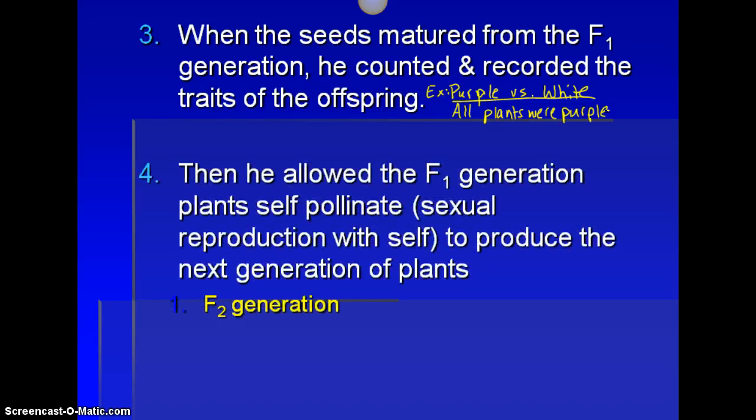Step 4, he then allowed the F1 generation to self-pollinate. F1 generation self-pollinated, and that just means that it's doing what it normally does. He didn't transfer any pollen to another plant, and that produced the next generation, which was the second filial generation, or F2.